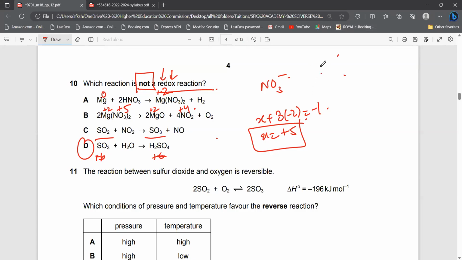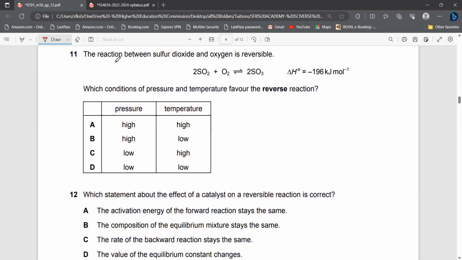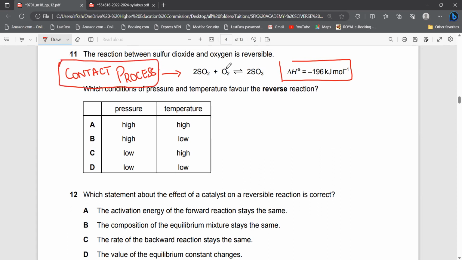Right. So, question 11 now of the 2018 paper. The reaction between sulfur dioxide and oxygen is given right over here. You can see this reaction. You must have identified that it's an exothermic reaction. This is actually the contact process, which is a part of our syllabus, right? This is the most important reaction of the contact process, which includes vanadium pentoxide as the catalyst.